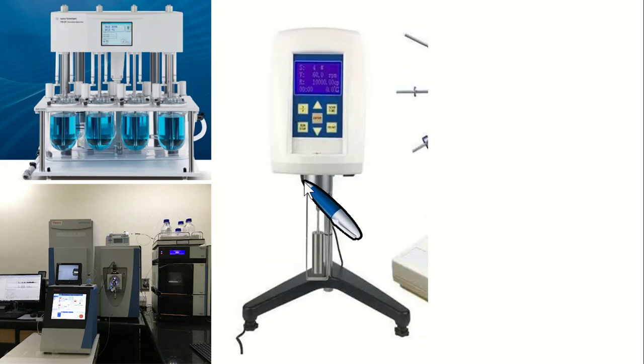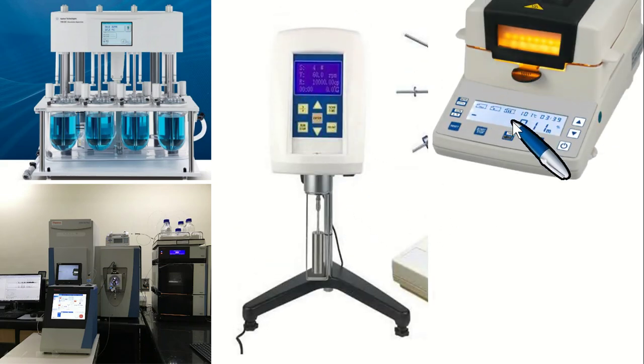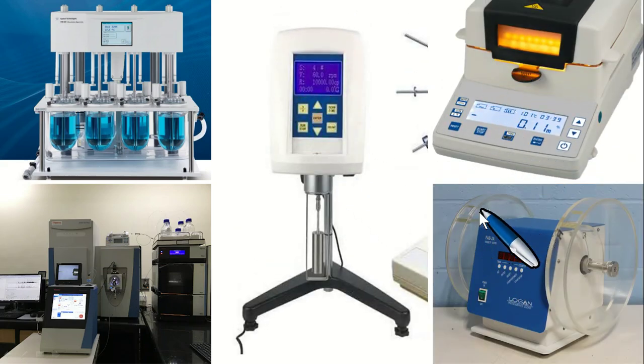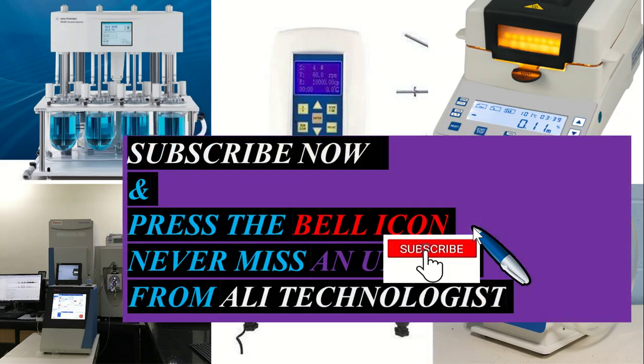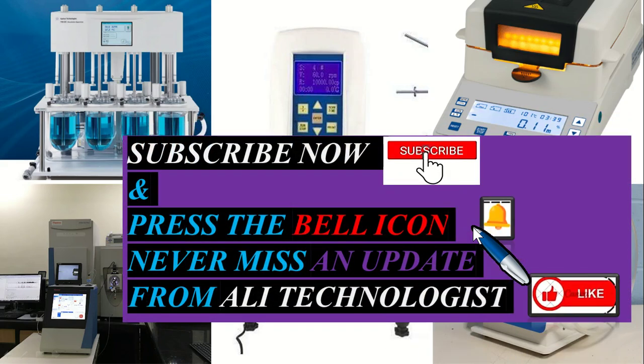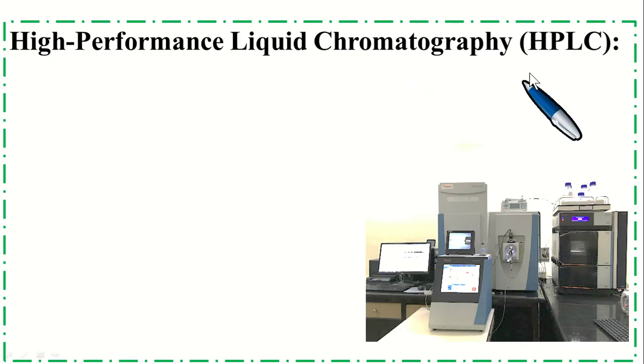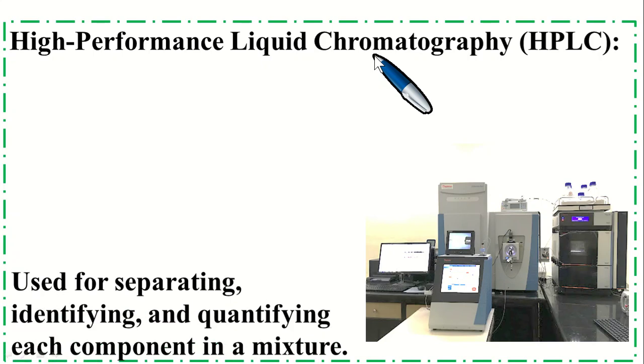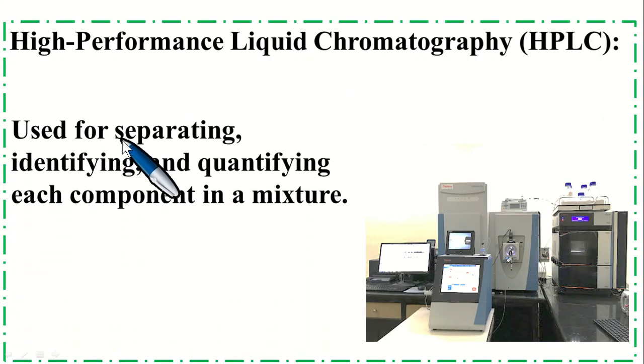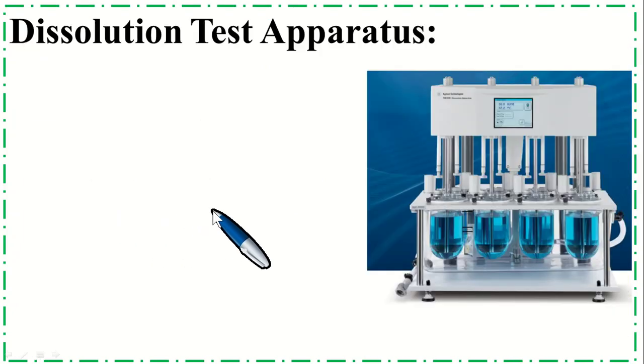This is dissolution apparatus, HPLC, viscometer, moisture analyzer and friability tester. HPLC, high performance liquid chromatography, is an analytical technique used for separating, identifying and quantifying each component in a mixture.